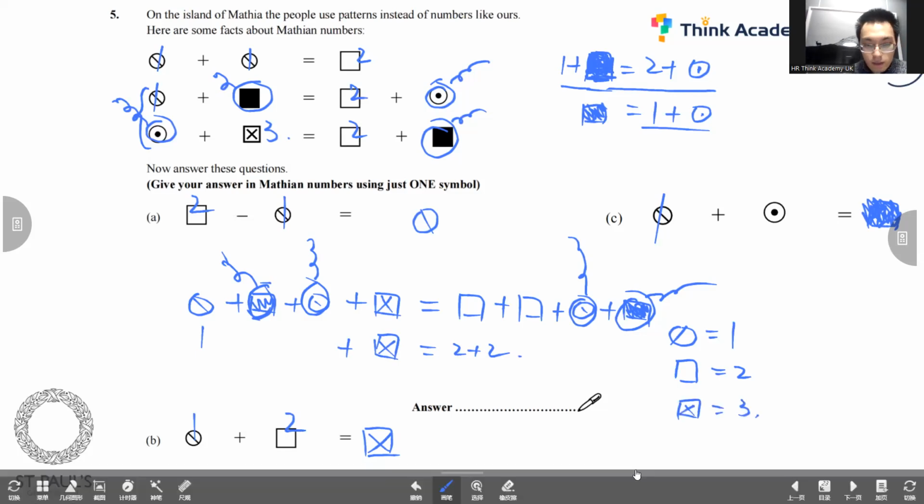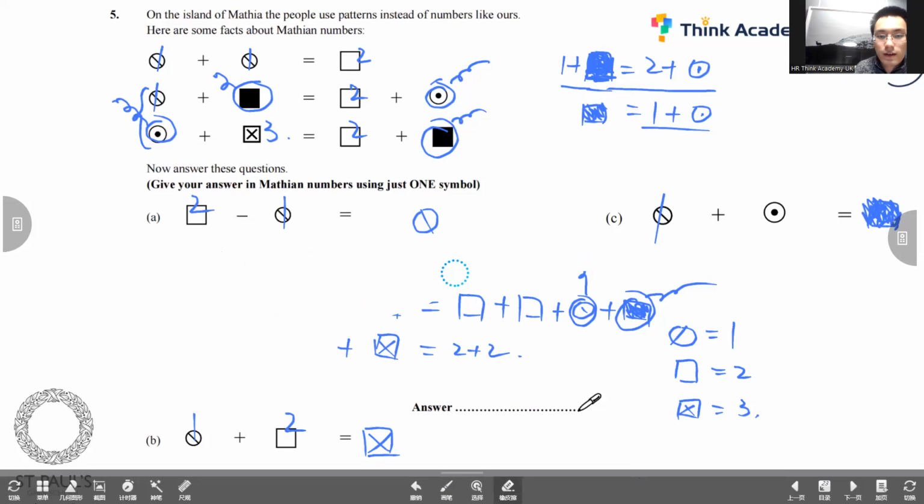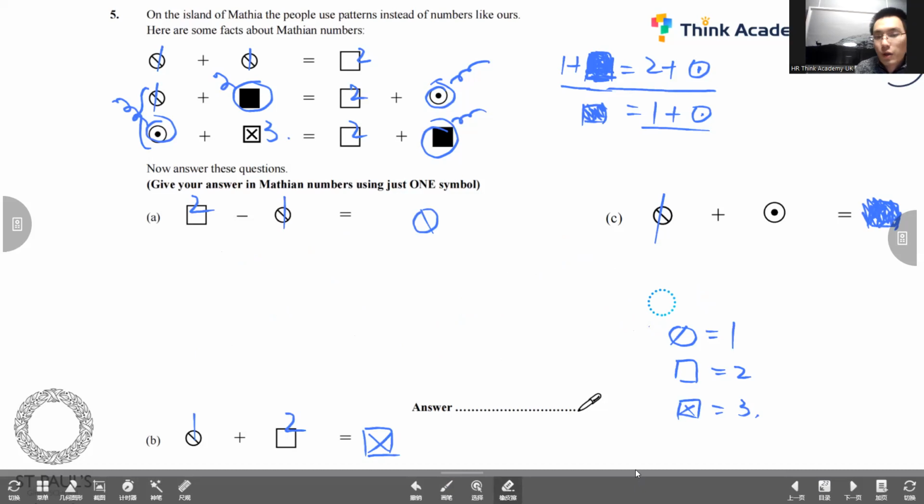These are useful pieces of information, and we can use them along with that relationship to solve the questions. Question 1: what is hollow square minus forbidden sign? Hollow square is 2, 2 minus 1 is 1, which is the forbidden sign itself. Question B: forbidden sign plus hollow square is 1 plus 2, which is 3, the crossed square. And C: forbidden sign is 1, so 1 plus the dotted circle looks familiar. It's over here. We don't know exactly what it is, but it is definitely the black square.